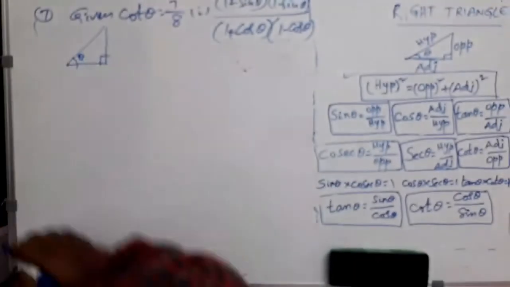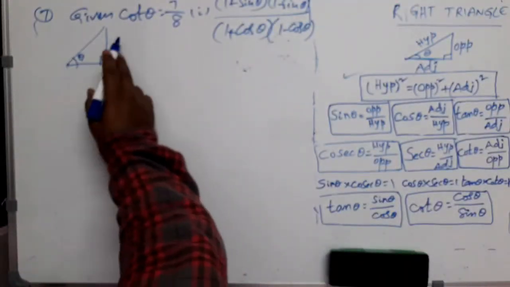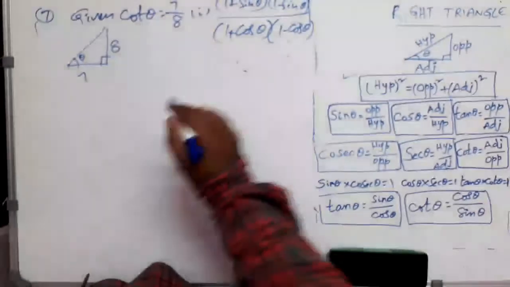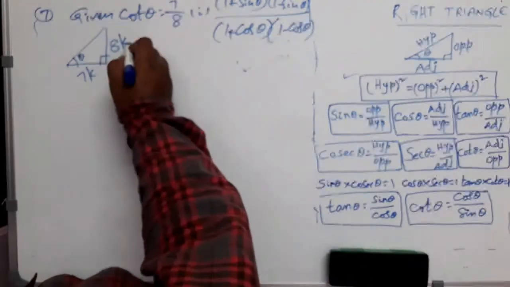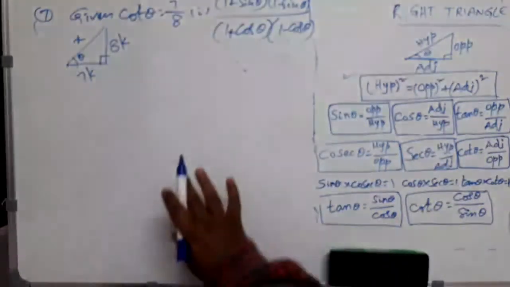Let us consider a right angle triangle. Let us say this is theta. Cot theta is given. So tell me, what is cot theta? Adjacent side by opposite side. For this angle theta, this is adjacent and this is opposite, right? So how shall we consider the sides? 7 by 8 is known. Is it 7 and 8? No. 7k, 8k. And because you don't know the other side, let us consider that side to be x units.